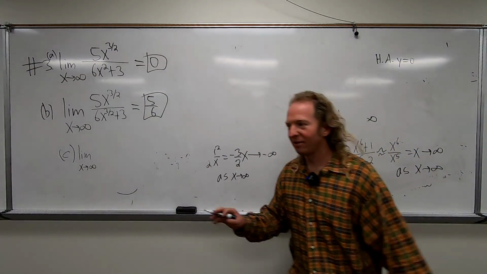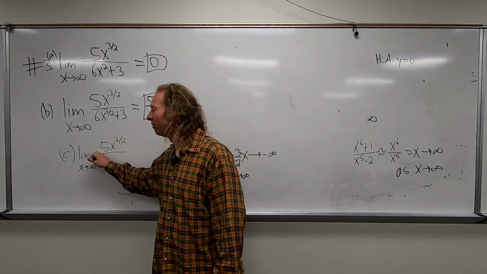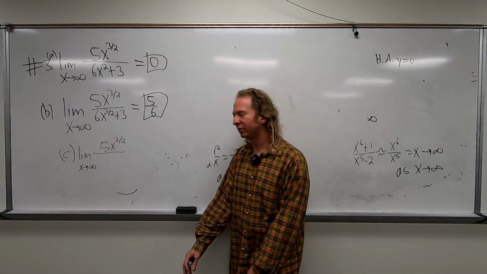C. 5x to the 3 halves, and then on the bottom, it's 6 square root of x plus 3. Interesting.